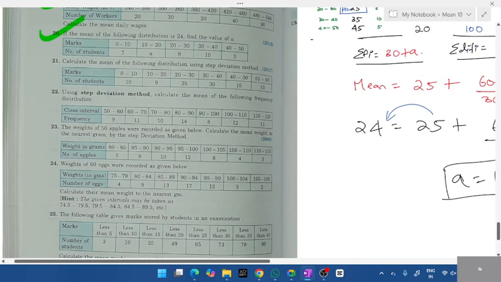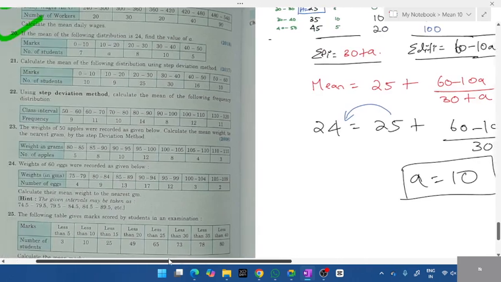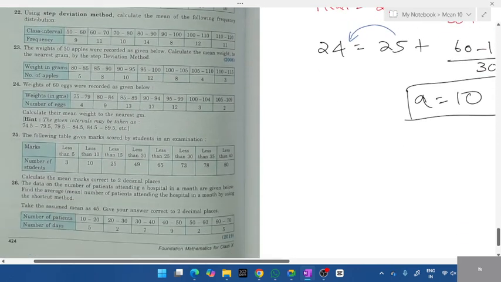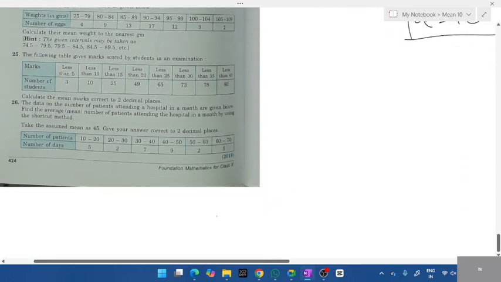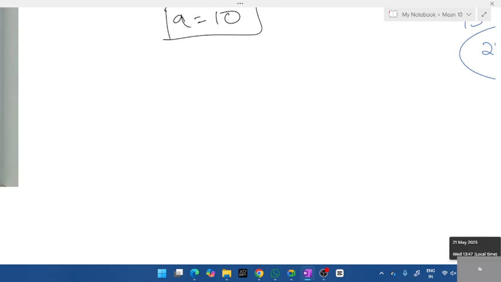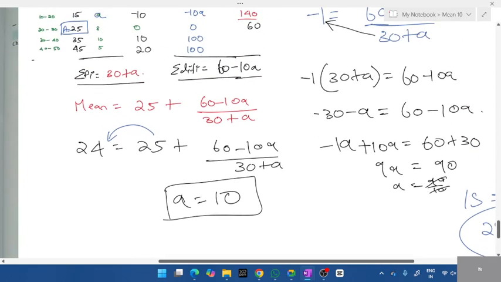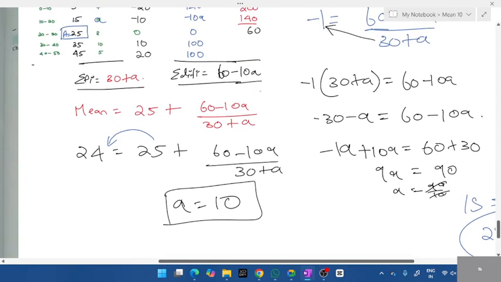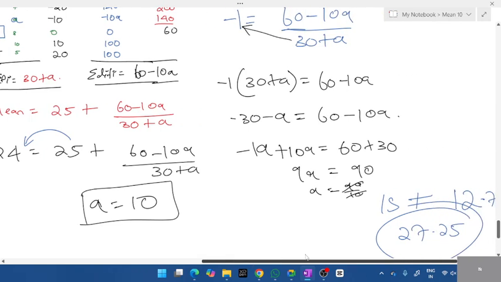Step deviation method. Okay. Tomorrow we'll start step deviation. All of you have done this? Ivania, Naomi, Maria, Mariana, all of you all completed? Okay. Good. A is 10.